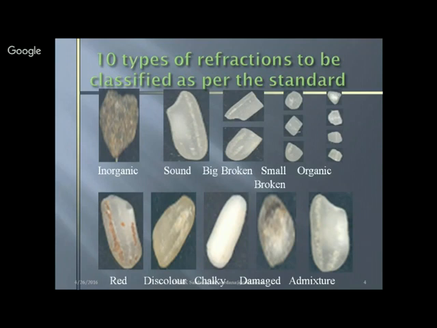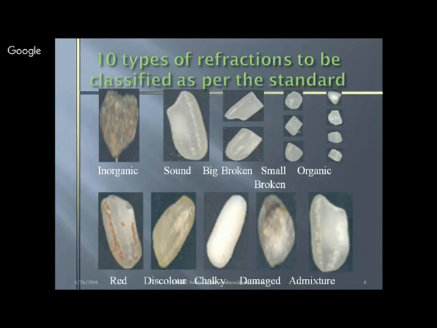Each grain, like a student in a class of 1,000, is to be evaluated and classified with a full dimension: whether it is a sound grain, inorganic matter, a red grain, discolored, chalky, damaged, or admixture. Not 'or' now, but 'and'. In terms of size, it could be full size, broken at roughly 75%, half size, or 1/4 size. So there are 4 size-based classifications and 6 color-based classifications.